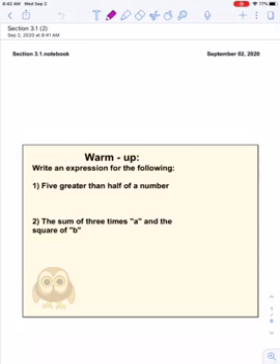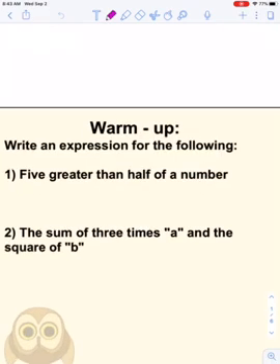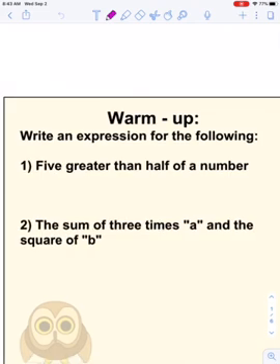Hi guys, we're going to do section 3.1 where we're going to be writing equations. This warm-up is actually a review of something we didn't do, but it's writing expressions, and then today we're going to be writing equations. So the difference between an expression and an equation is that an expression does not have an equal sign and an equation does. So this says to write an expression, which means it's not going to have an equal sign. It's just going to be one simple statement.